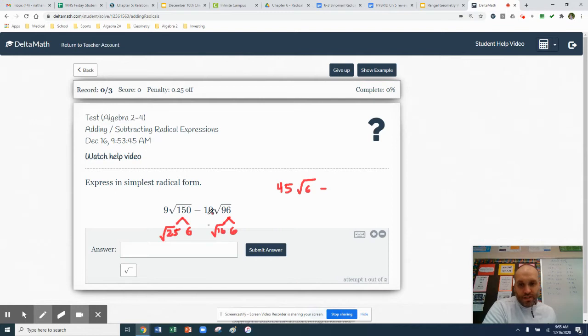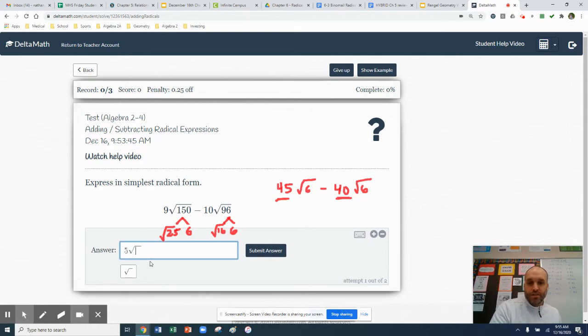That's going to be the root of 16 is 4, which multiplies that 10, which makes 40. And that's going to then be a leftover root of 6. Now you take a look. Do I have radicands that are the same? I sure do. So basically all I'm doing now is just subtracting 45 minus 40, and I will get my answer of 5 roots of 6.